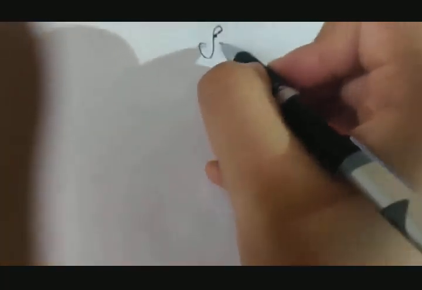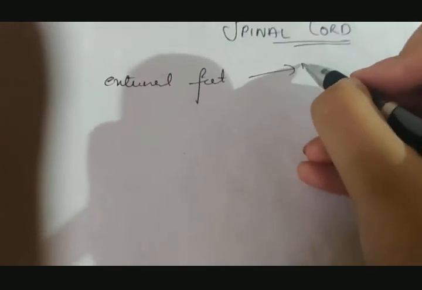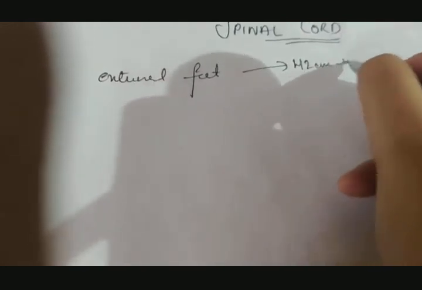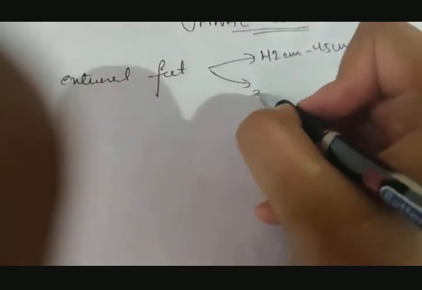Today we'll be learning about the spinal cord. First we'll learn the external features of the spinal cord. The length is from 42 centimeters to 45 centimeters. Then we need to know that it has 31 pairs of spinal nerves. Its extent is from C1 to T1.